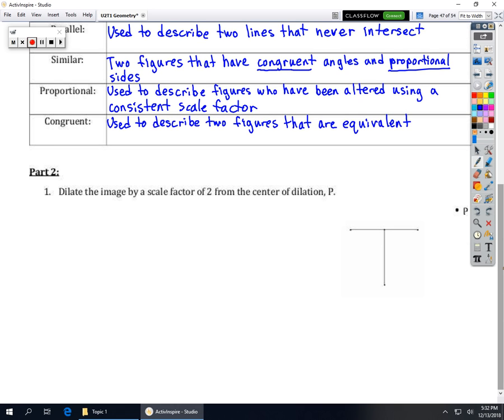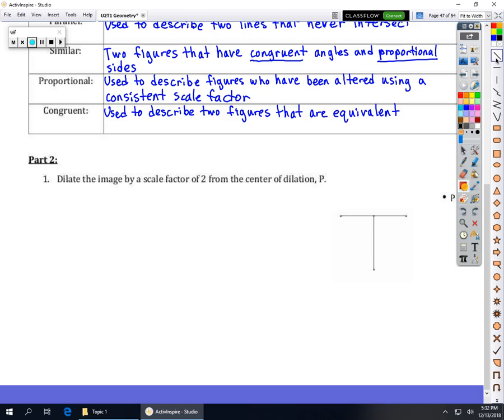So part 2 asks us to dilate the image by a scale factor of 2 from the center of dilation P. So in order to start my dilation, all 4 points here need to be connected to point P. So using your straight edge, connect all 4 points to point P.